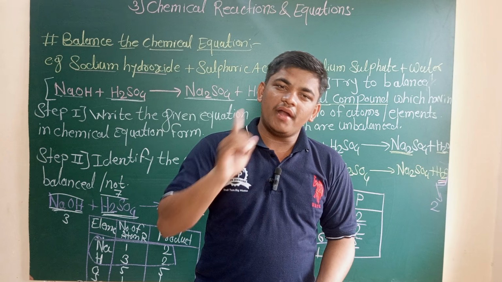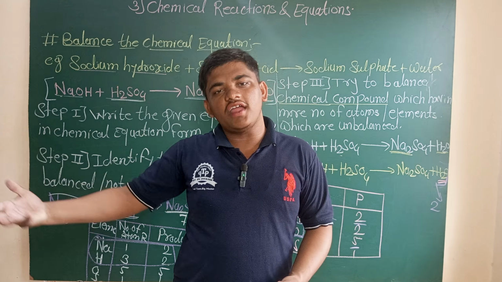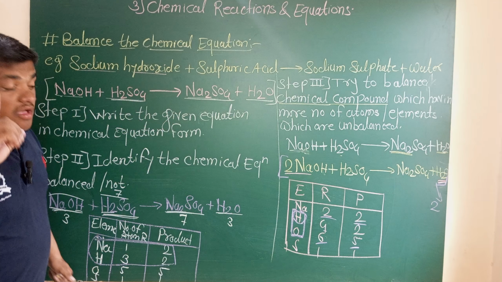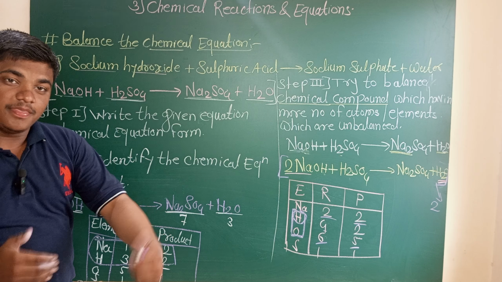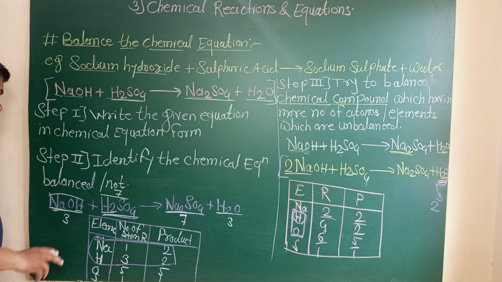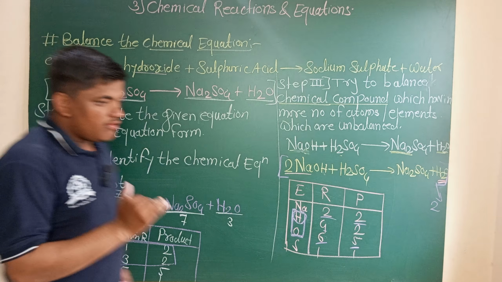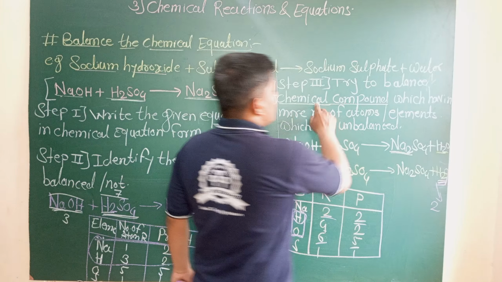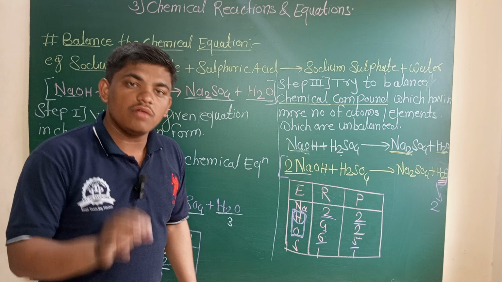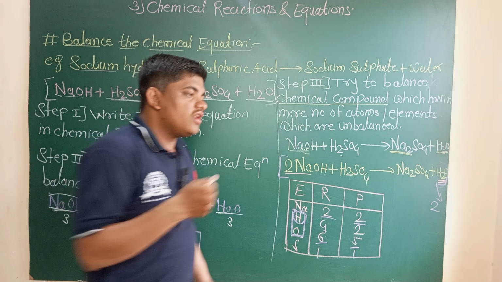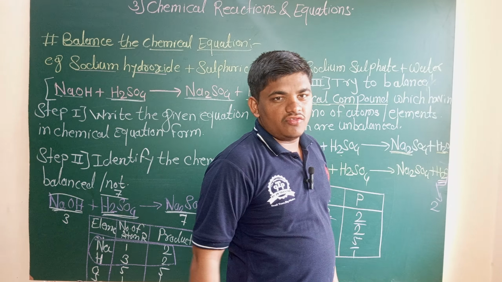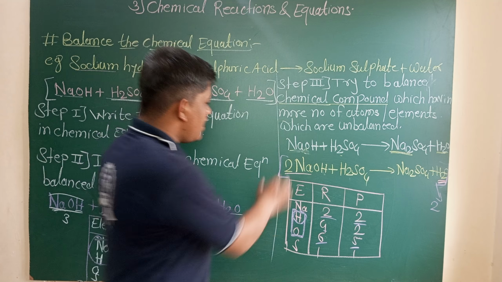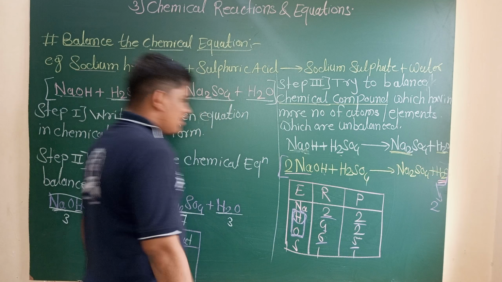Then second, identify whether the given chemical equation is balanced or not. How can it be identified? Count the number of atoms of each element included in the reactant and product. If they are the same, that means the given chemical equation is balanced. If they are not the same, that means the given chemical equation is unbalanced. And if the given chemical equation is unbalanced, then try to balance the chemical compounds having more atoms of the elements which are unbalanced or different in number in the reactant and product. That is NaOH and H2SO4.